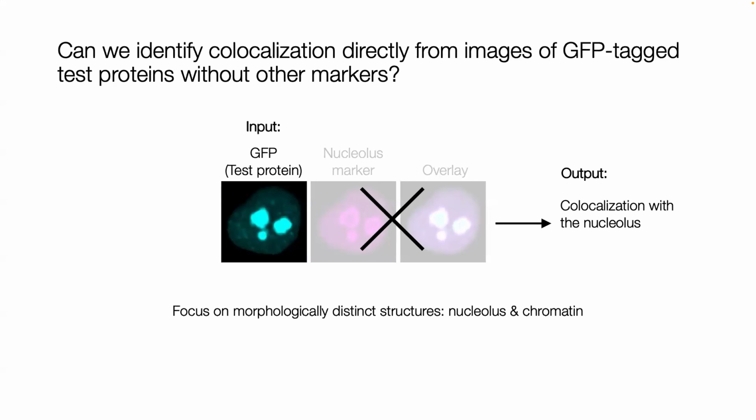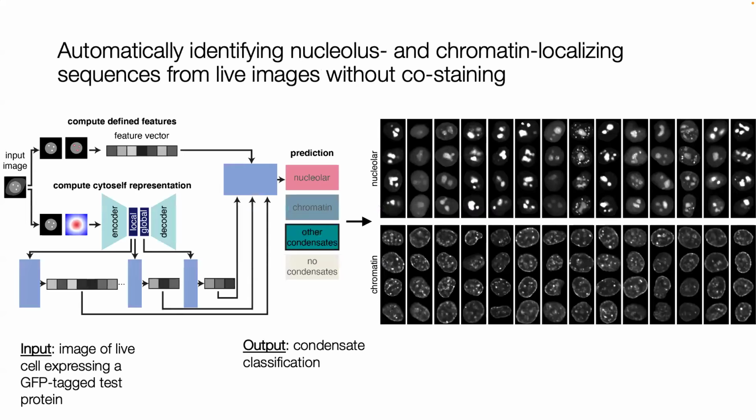And so here what we did is we thought we could focus maybe on morphologically distinct structures, so things that are really readily identifiable, so nucleolus and chromatin, and then maybe be able to identify that localization directly from these test protein images. So we developed a classifier that does exactly this. It takes an input of a live cell expressing a GFP tagged test protein, and outputs a condensate classification. So does our sequence localize to the nucleolus, to chromatin, form other kinds of condensates, or not form condensates at all.